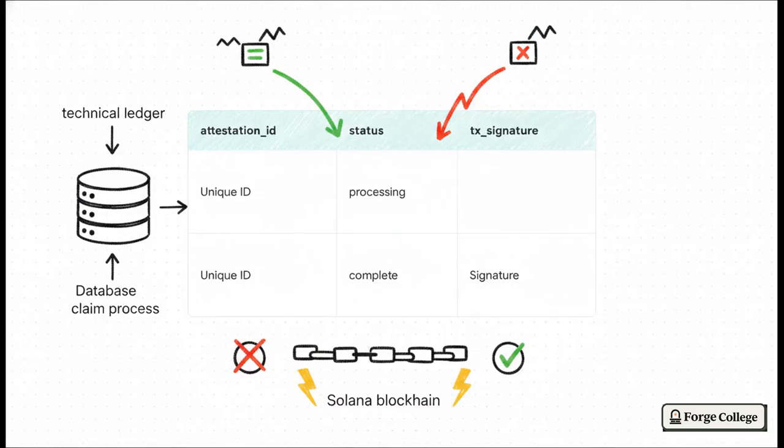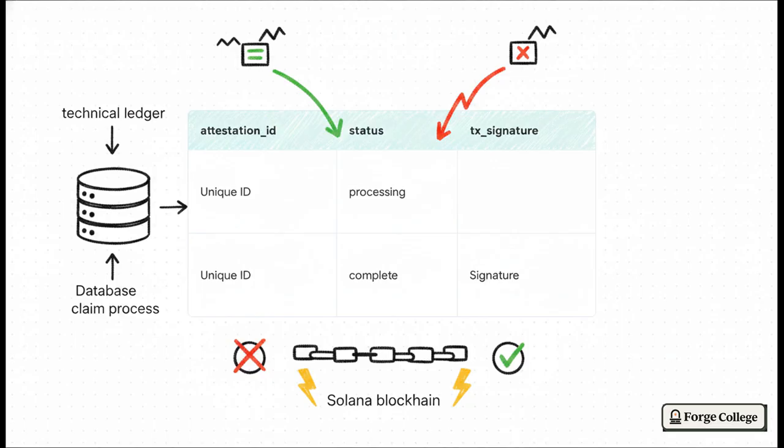So how do we actually build that? Well, here is our technical ledger, our database claim process. We insert a row into our transfer events table with a unique constraint firmly placed right on the attestation ID. So if 2 webhooks fire at the exact same millisecond trying to claim the same transfer, they collide right here at the database level. One succeeds and the other is instantly rejected.